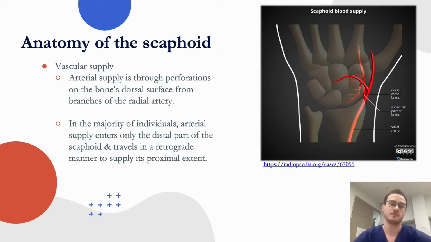Also worth noting is its vascular supply. So in terms of its arterial supply, the scaphoid receives supply through perforations on the bone's dorsal surface from branches of the radial artery. And in the majority of individuals, it's quite a tenuous supply. So the supply enters the distal part of the scaphoid and travels in a retrograde manner to supply its proximal extent.